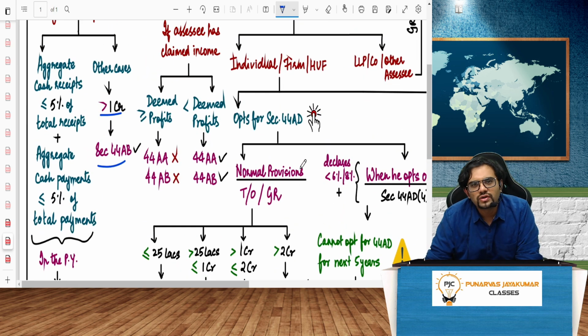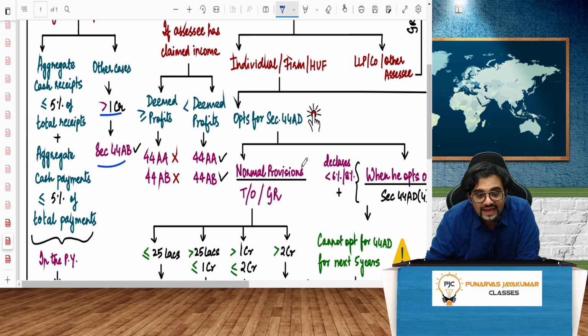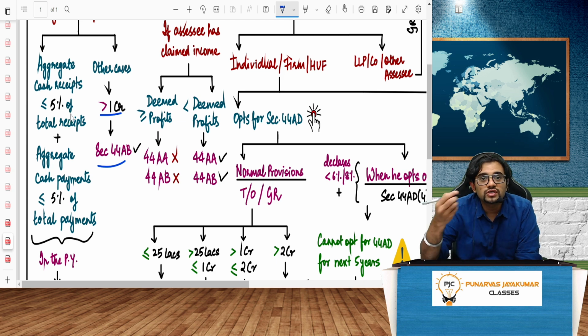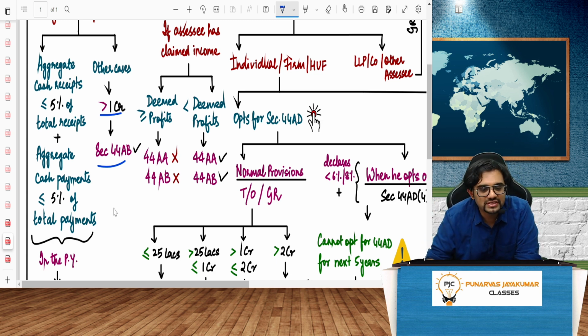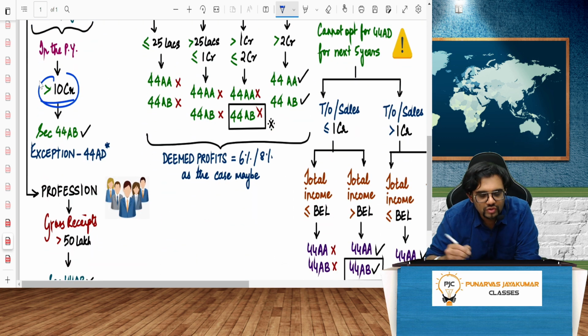conditions are followed. Now, basically, after demonetization, the idea of the government has been a cashless economy, right? So, to help people also come to track, they've said aggregate cash receipts should be less than or equal to 5% of the total receipts. Plus, aggregate cash payments made during the previous year should be less than or equal to 5% of the total payment. So, if your cash receipts and cash payments are less than or equal to 5%, which means it should not exceed 5%, then that 1 crore limit is now raised to 10 crore.